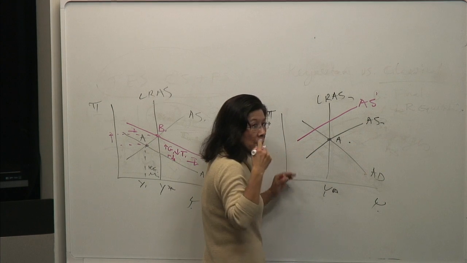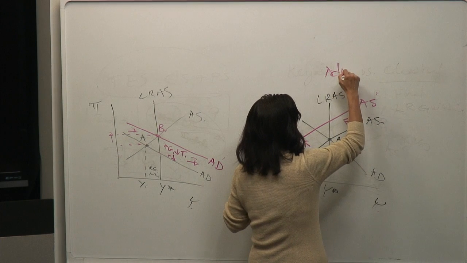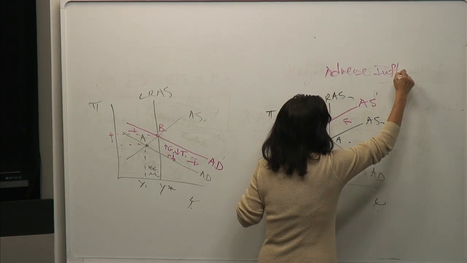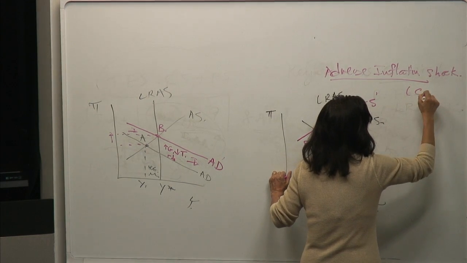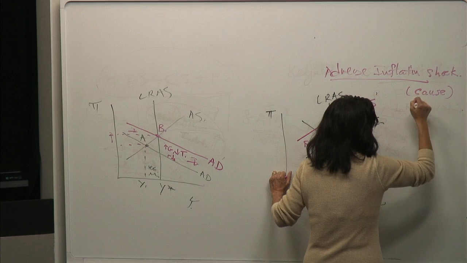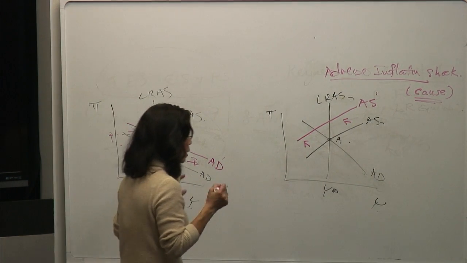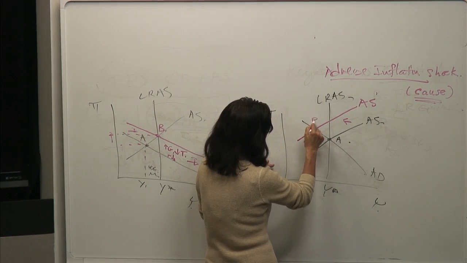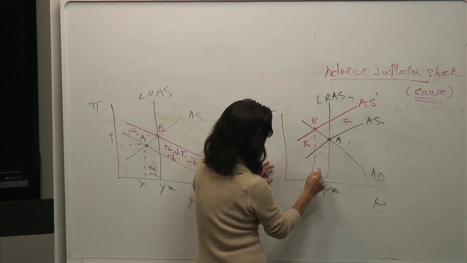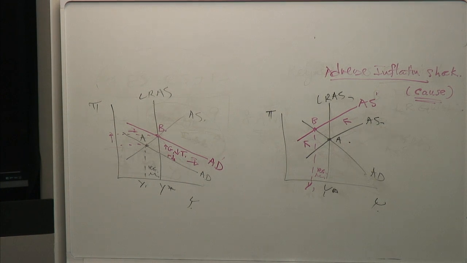So in your homework problem, think that way. So you shift the AS curve up because of adverse inflation shock. And I want to write down this is a cause, not an effect. Not an effect, but a cause. Okay, so AS curve shifts up, you're at point B. Drop down, you have RG. Okay, so everybody okay with that so far? Do it with me. At least I'm not asking you to come out and do it, so do it with me.